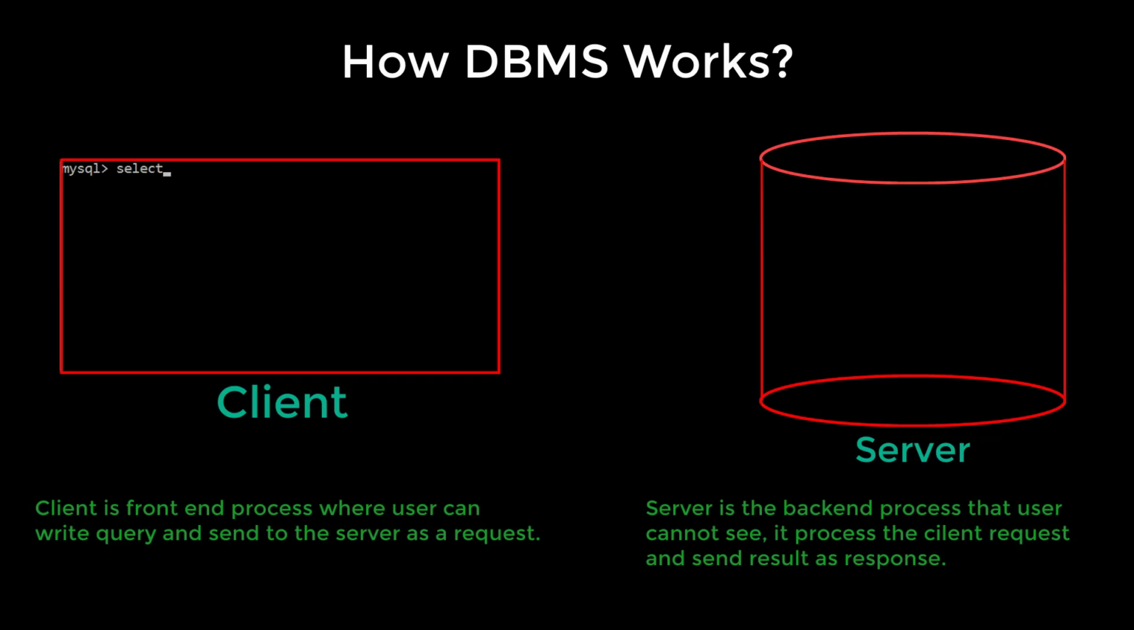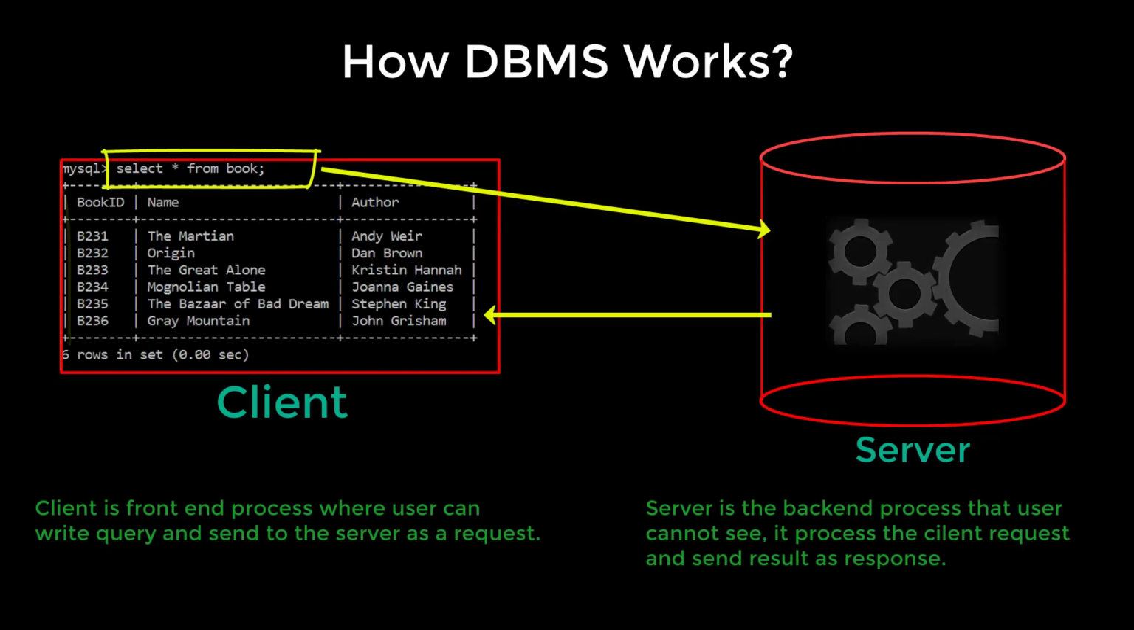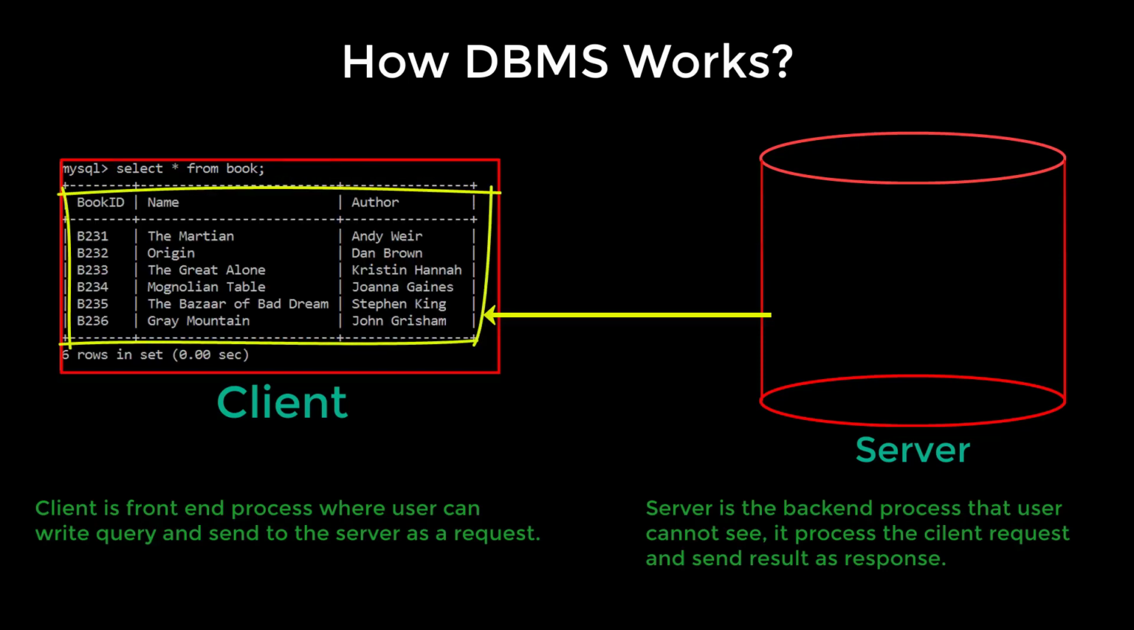Here, select asterisk from book is a SQL statement that is sent to the MySQL server. The server processes it and returns, as a result, all records of the book table.